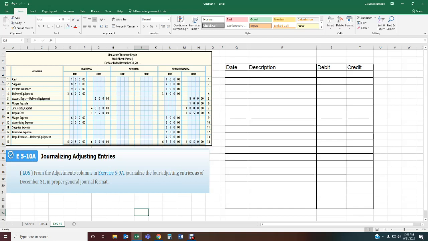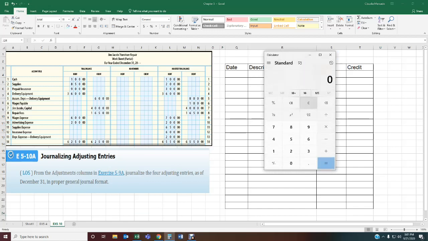I'm going to start off with cash. Cash started off with 100, ended up with 100, no adjustment needed there. Now I'm going to go to supplies. I had $850 of supplies to start off with. I ended up with 200. So what does that tell you? That tells me I started off with 850 and I ended up with 200, so that means that I used up $650 of supplies.